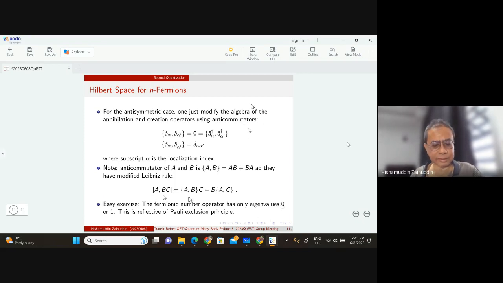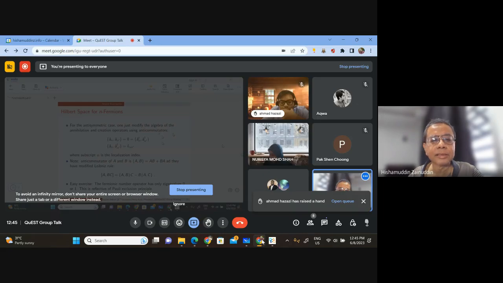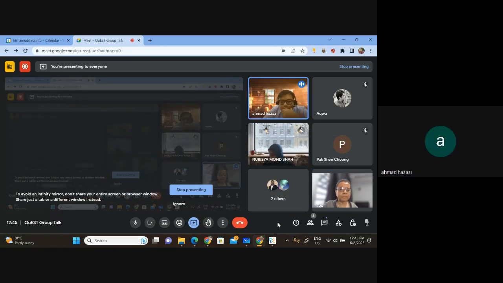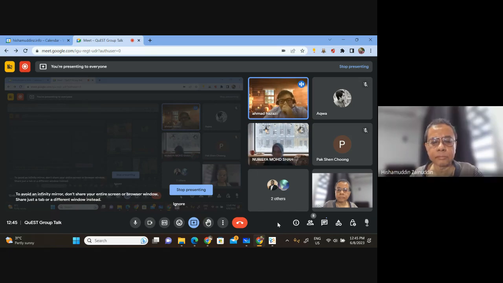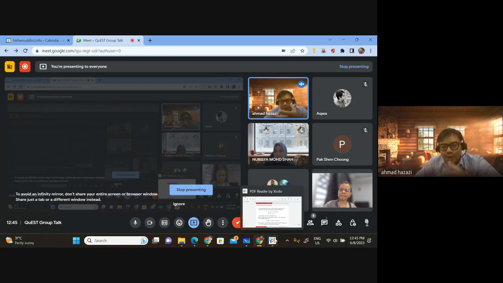Okay, I think that's somebody. Sorry, is there a question here? Yes, one. Does second quantization mean the same as quantization, or is it the name of a concept?